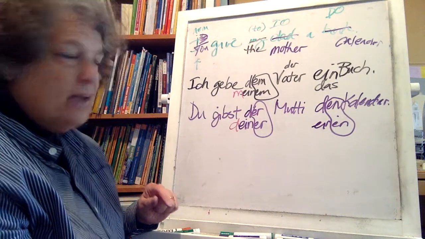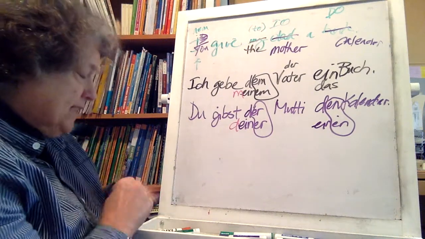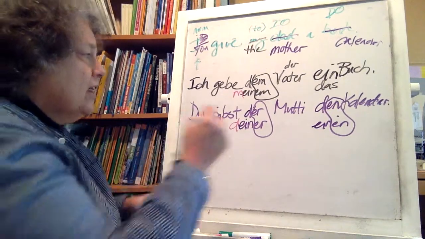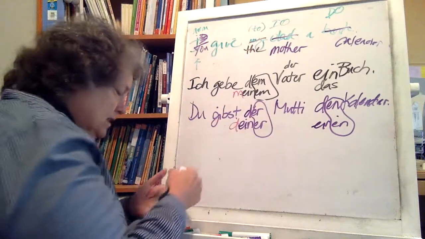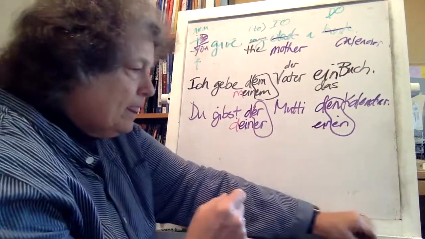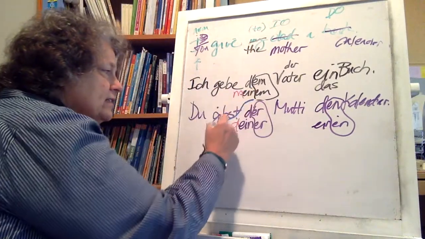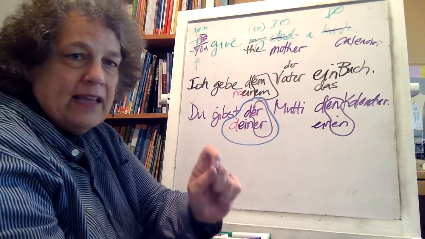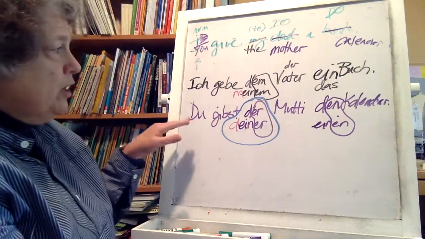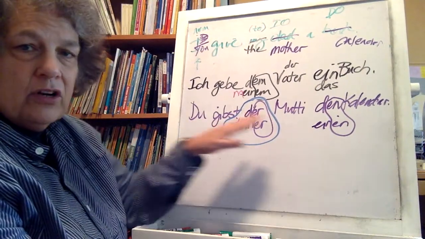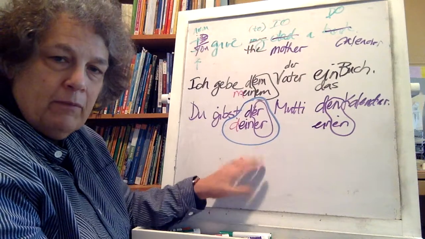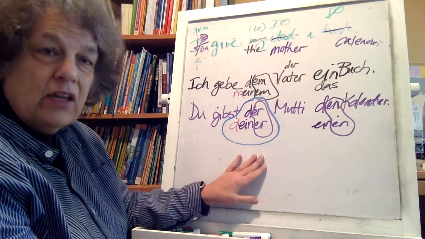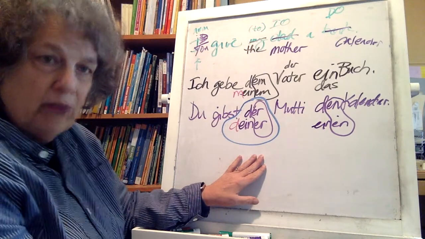All right? Now, the second part that you might need to come back and look at is where we're going to change this into a pronoun. Remember, a pronoun takes the place of a noun. So you give your mother a calendar. If you were going to do a pronoun here in English, what would it be? Her. You give it to her, right?